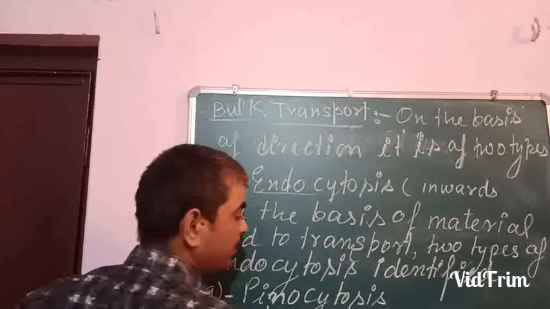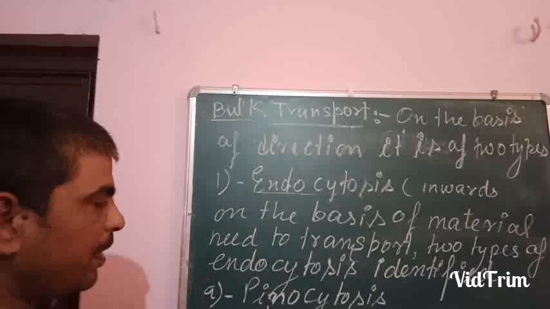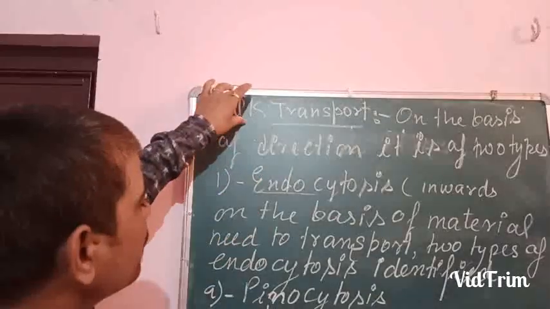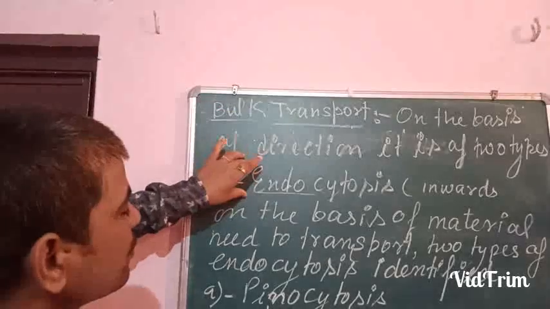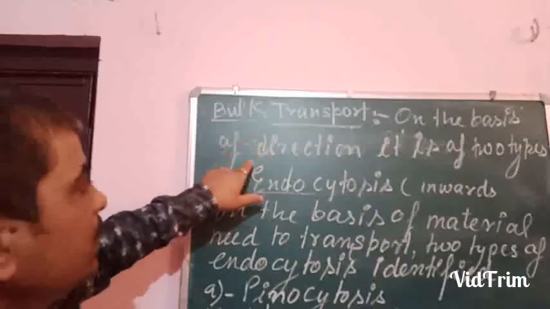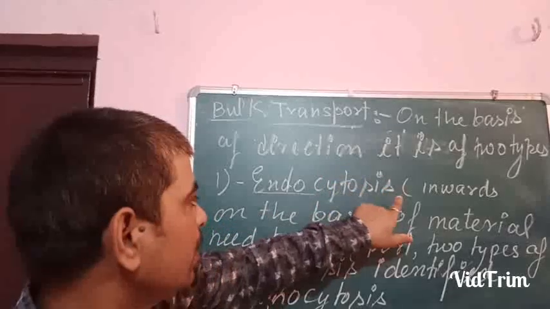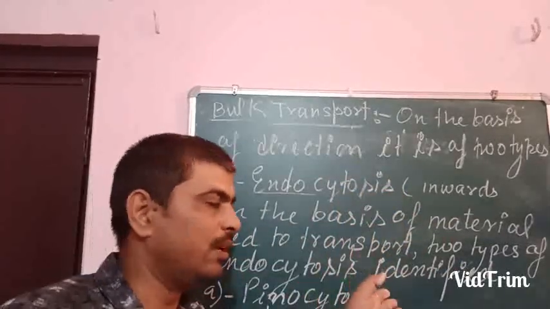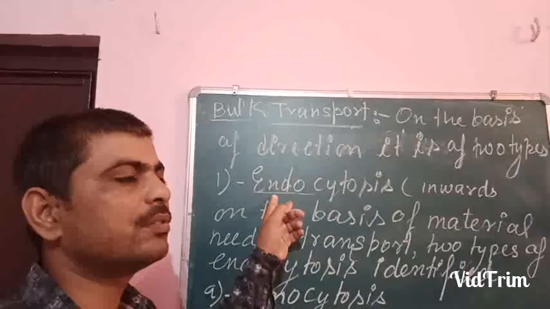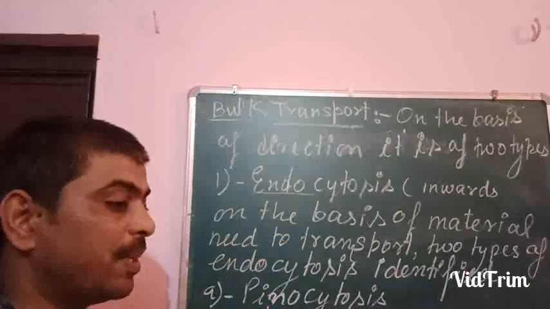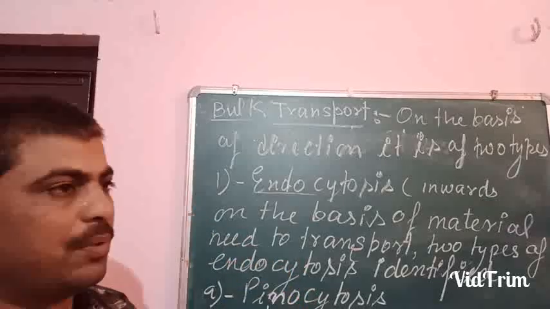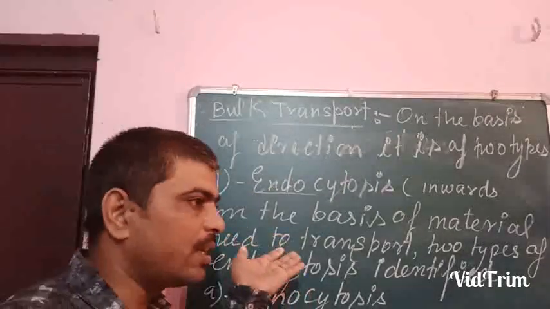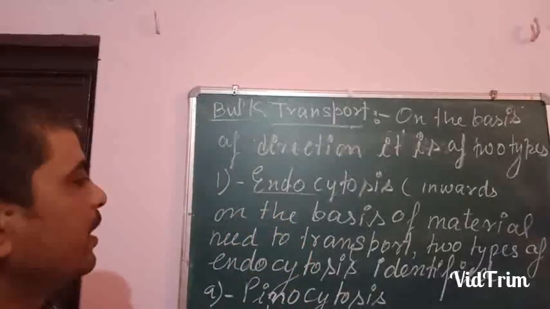Phagocytosis. Okay. Pinocytosis and phagocytosis are two types of endocytosis. And bulk transport has two types, endocytosis and exocytosis. This is based on the direction. If the materials are moving inward from the medium to the cell, then it will be endocytosis. And exocytosis, if the material is moving from the cell to the surroundings. Okay, endocytosis is inward and exocytosis is outward.